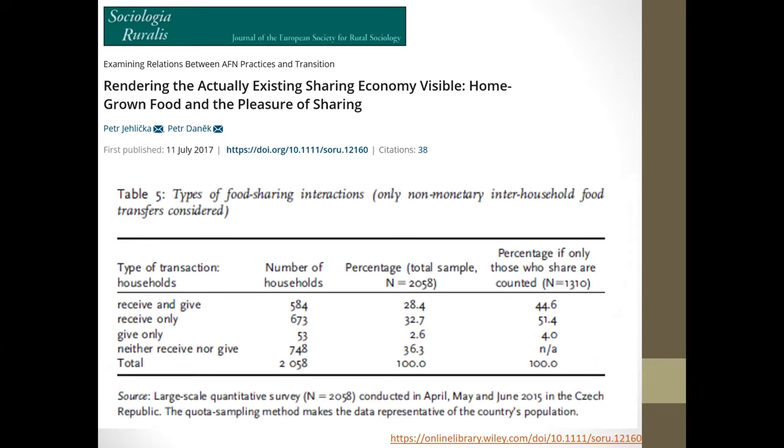So there were 2,000 respondents, and you can see in the middle column that 28% of the whole population both receives and gives some food. One third only receives, only very few only give, and slightly more than one third does not participate in food sharing at all. So we see that about 40% grow, but 64% share. So the circulation of food is much wider than only around the growers.